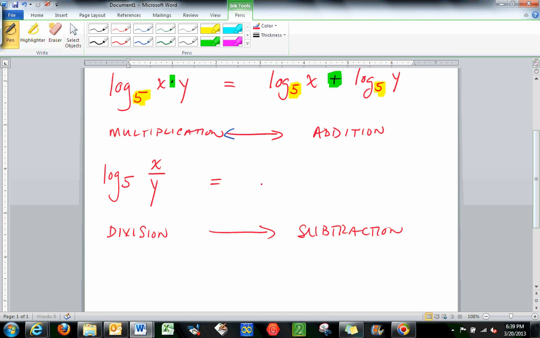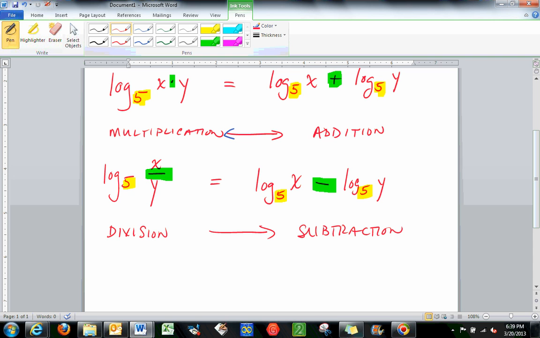And so that means we're going to have log base 5 of x, and the first one, the numerator, is always the first one, and we're going to subtract the denominator. Again, same log base all the way across, and this time the division part leads to subtraction. So hopefully that little color coding can help you out a little bit there.